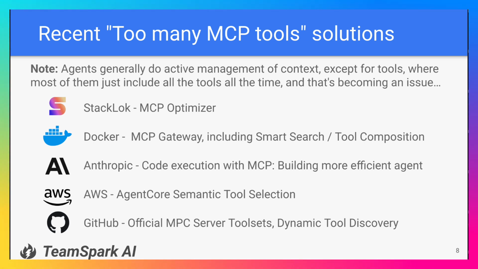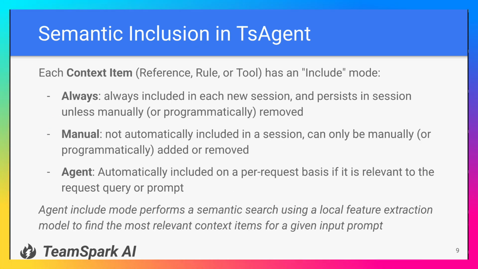So what all of these have done is they've basically introduced a semantic layer in the MCP server somewhere that's able to filter down the tool set to a much smaller, more focused set of tools. And that's kind of what we've done on the agent side with our semantic inclusion solution in TsAgent.